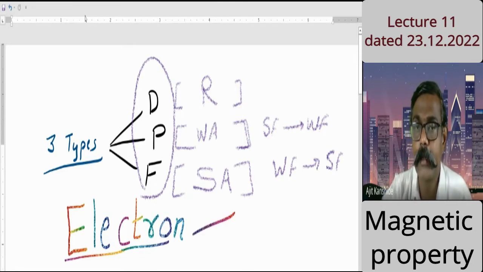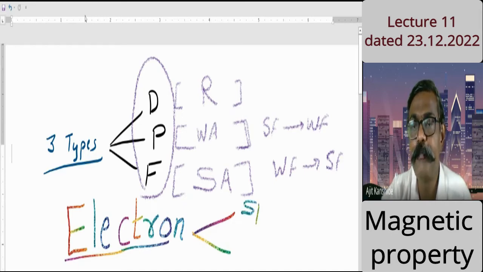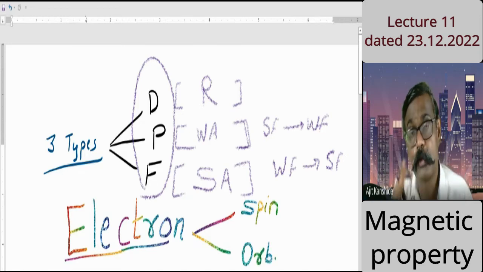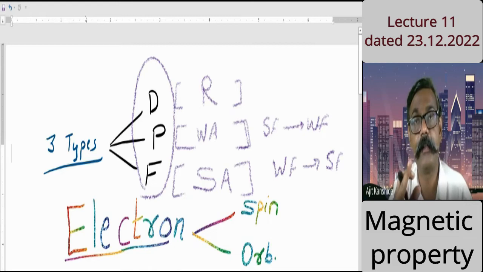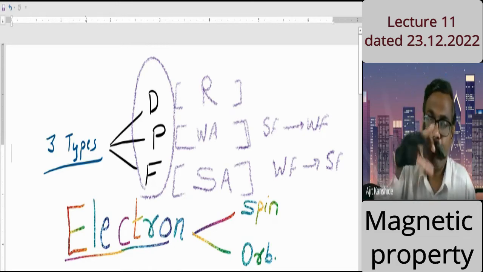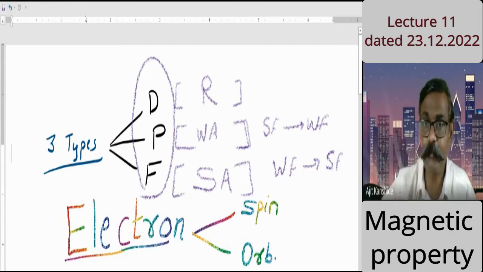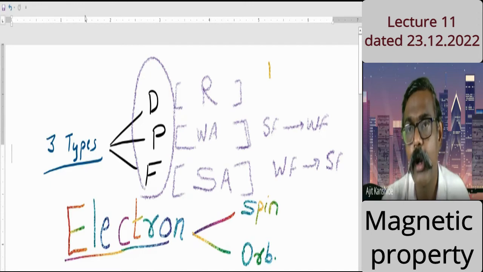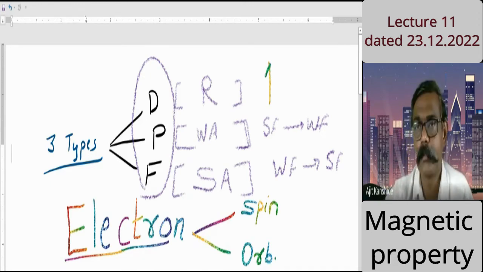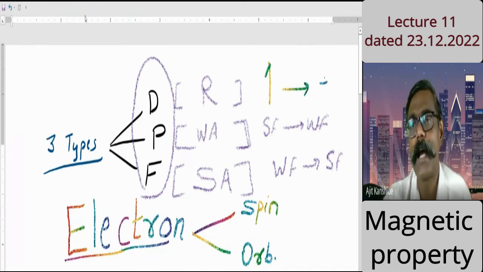Electron remains with two kinds of motion, and because of that magnetism is there. One motion is called spin motion and the other is called orbital motion. Velocity is a vector, so it remains with direction. Spin also has one direction, maybe clockwise or anti-clockwise. So one electron is with one spin. How do we represent the electron? Say this spin is plus half spin.